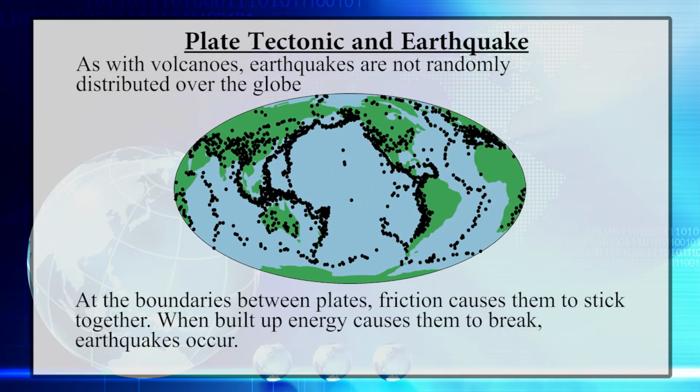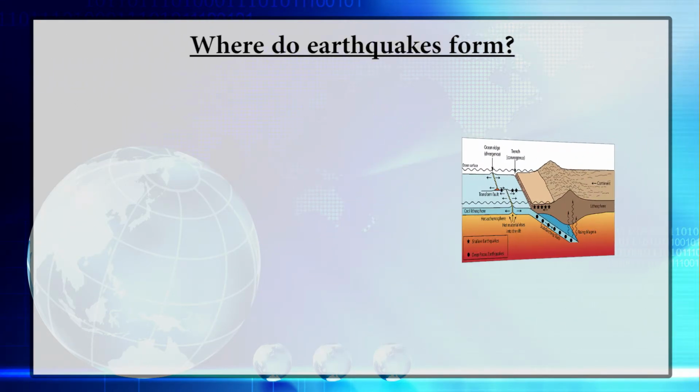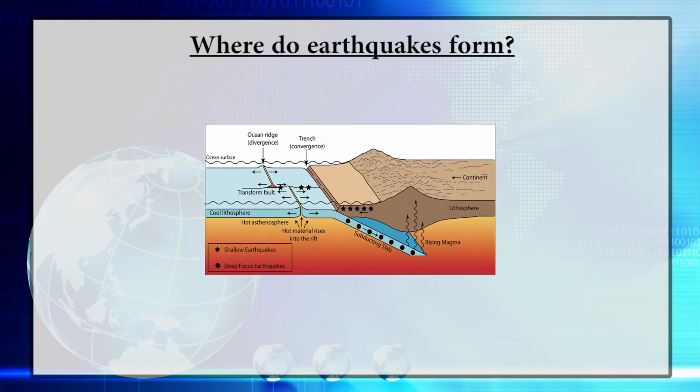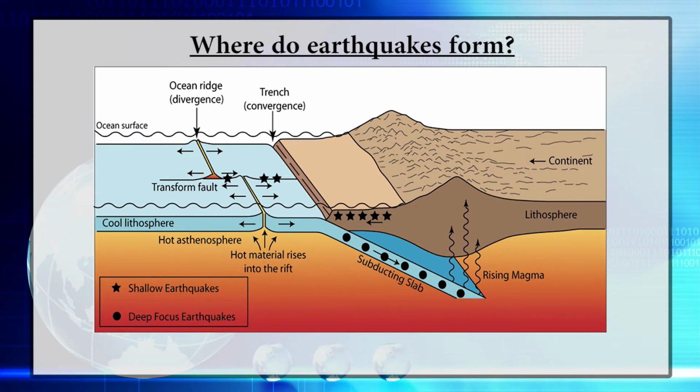At the boundaries of plates, friction causes them to stick together, and when built-up energy causes them to break, an earthquake occurs. And as with volcanoes, earthquakes are not randomly distributed over the globe. You can see in the figures where earthquakes actually form: the transform fault, the subducting plate, the rising magma, the hotspot, everything.